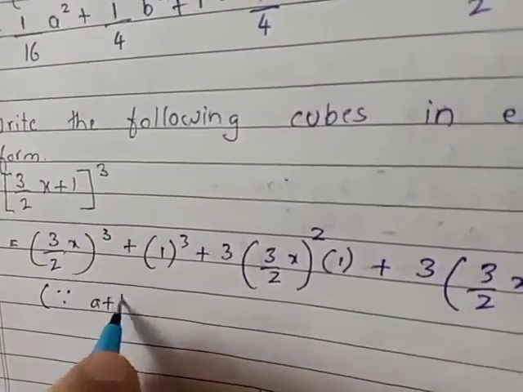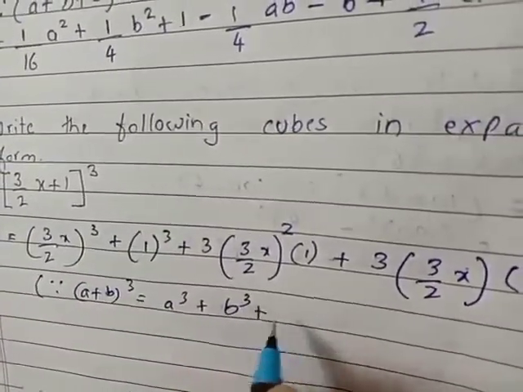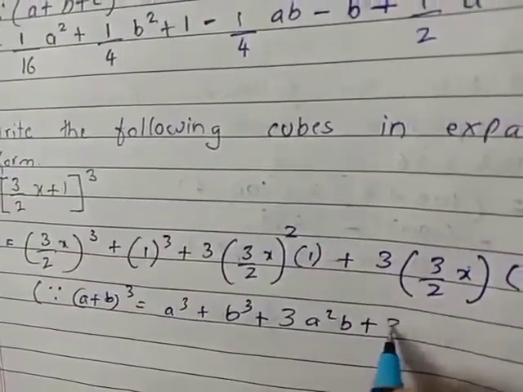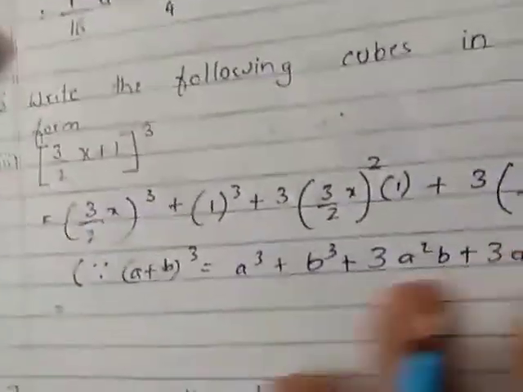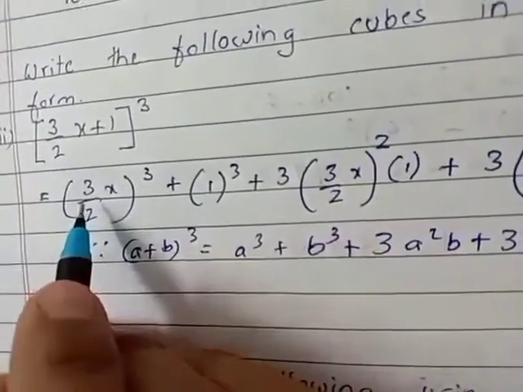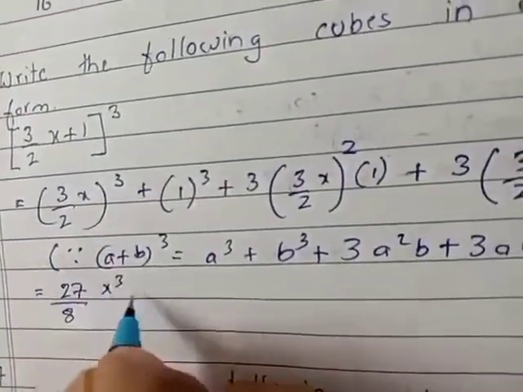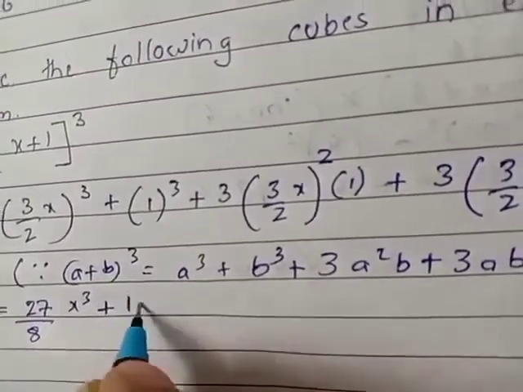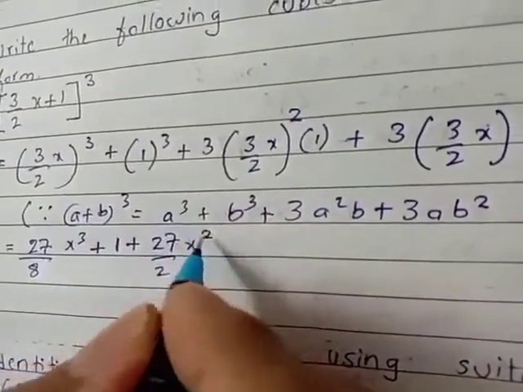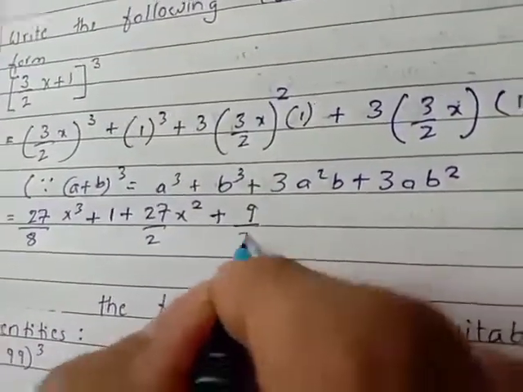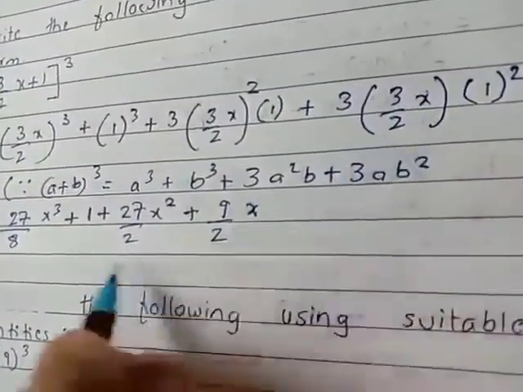Because a plus b the whole cube equal to a cube plus b cube plus 3a square b plus 3ab square. So this will be, now if you expand this, open this, 3 cube is 27, 2 cube is 8 x cube plus 1 cube is 1 plus 3 square 9, 9 3 is 27/2 x square plus 3 3 is 9/2 x. 1 into any number is the same number. So this is the answer.